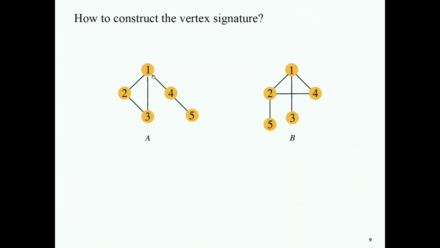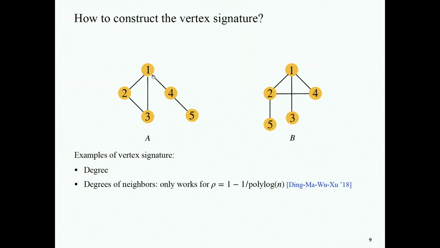Here are some examples. One is, as I mentioned, you can just use the degree information. This is actually not okay, because it's possible that multiple nodes all have really large degree and there is no way to distinguish which vertex is which. Then how about we use more information, like your neighbors' degree information? This actually works, but only when rho satisfies this condition here. The reason is that if the correlation gets smaller and falls below the threshold, then one vertex's neighborhood can be very different from its neighborhood on the other network. So using just the one-hop neighbors' information is not enough.